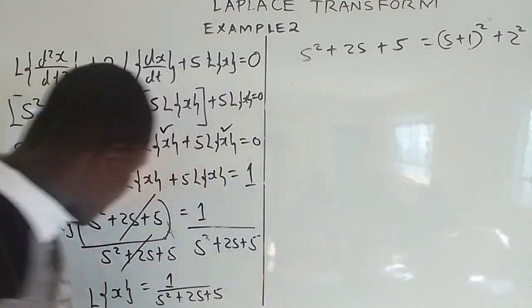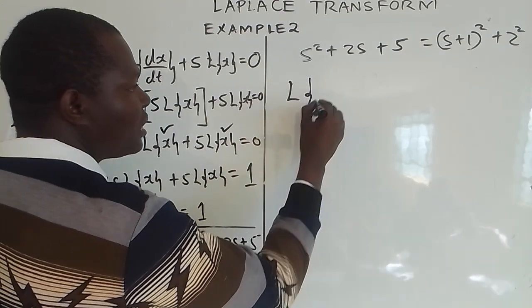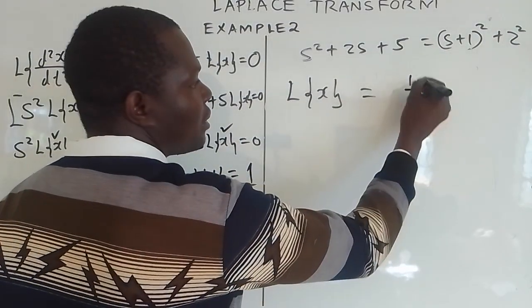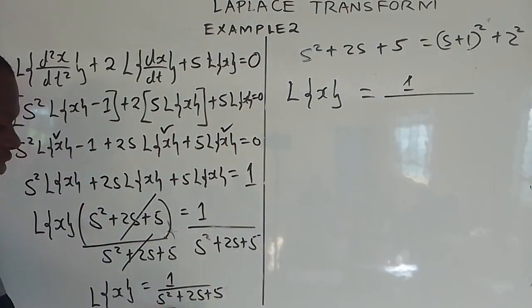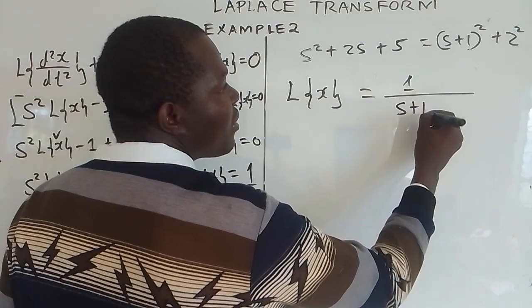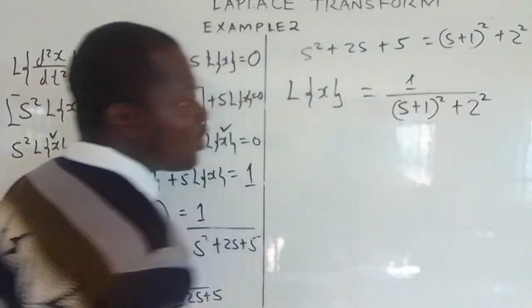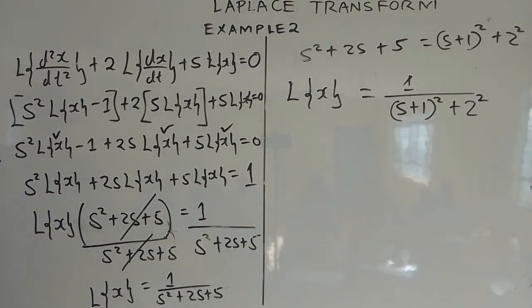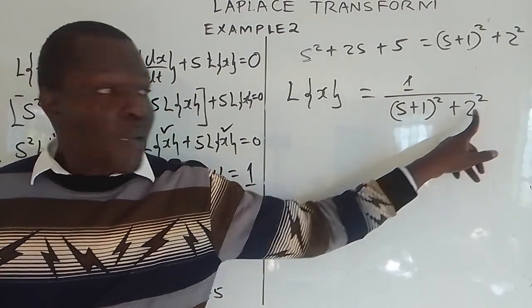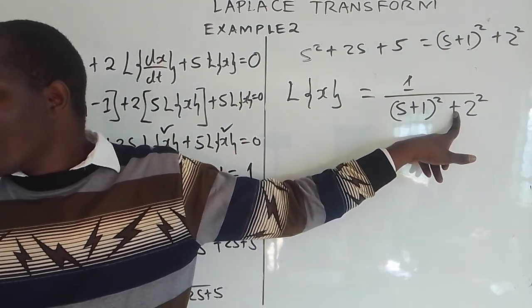So let us go back to our problem. Laplace transform of x. Laplace transform of x is equal to 1 over this term which we've completed the square. What have we found? We found s plus 1 squared plus 2 squared, isn't it? Then one thing you know is that when you have s squared plus a squared and the positive sign here in the denominator, you know that is automatically trigonometric, isn't it?